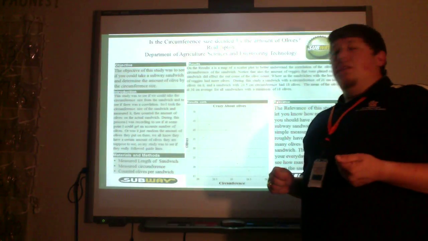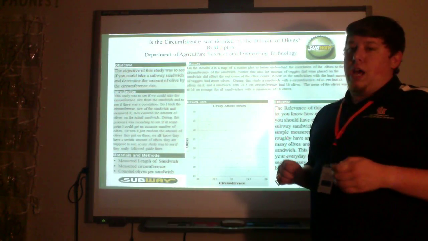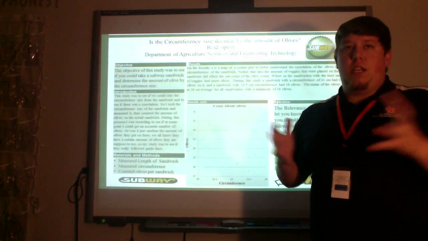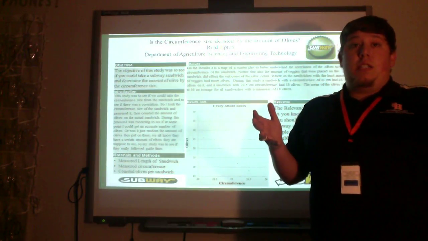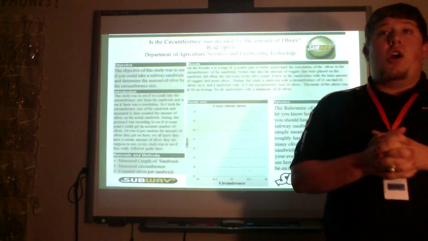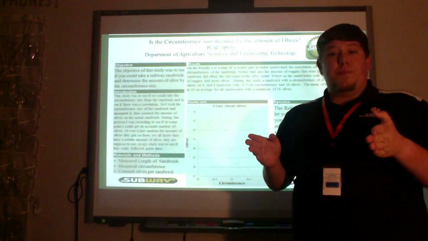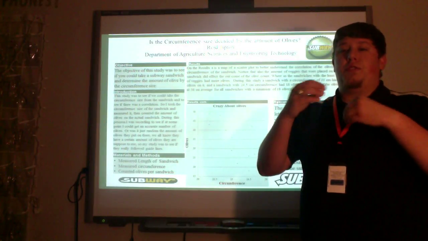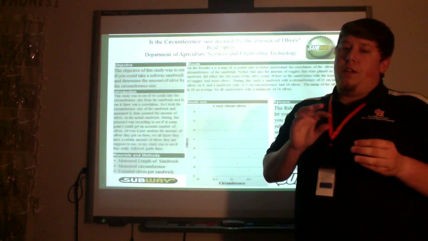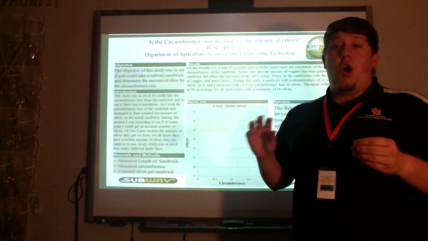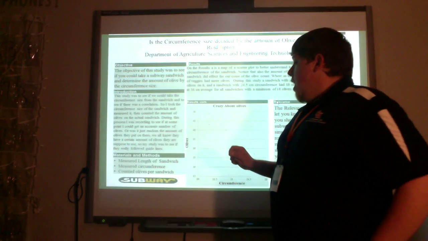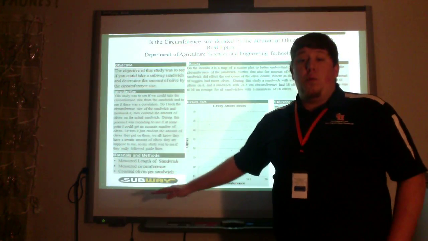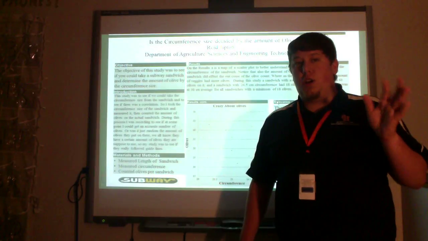So, materials and methods that we used for this. Each student, there were 16, brought a Subway sandwich. We cut it in half, and then we counted the olives. We measured the circumference, and then we counted the olive number count, whole olives. And that count was per sandwich in the study.